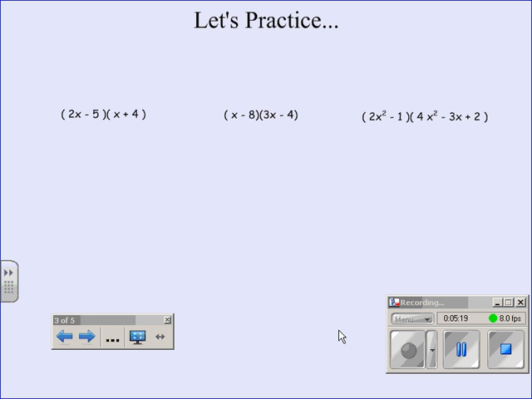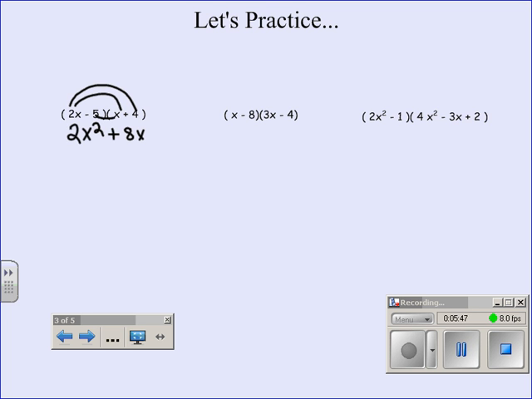Here are some problems that we can use to practice. Here we have the binomial 2x minus 5, and we have the binomial x plus 4. We're going to multiply these together, and to do that, I'm going to multiply 2x times x, and again, I'm going to get 2x squared. Then I'm going to multiply my 2x times my 4, and I'm going to get 8x.